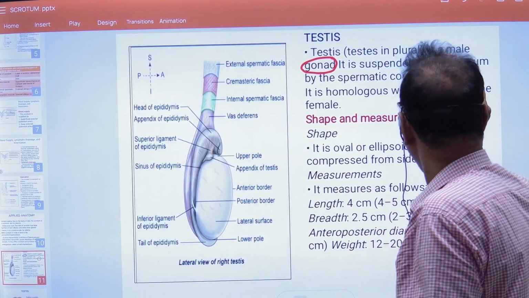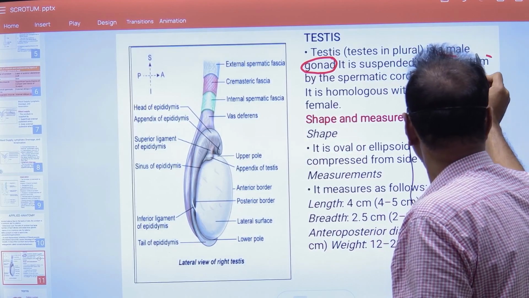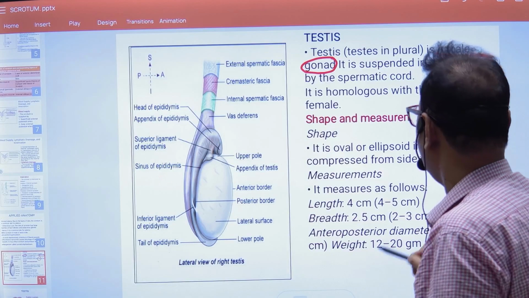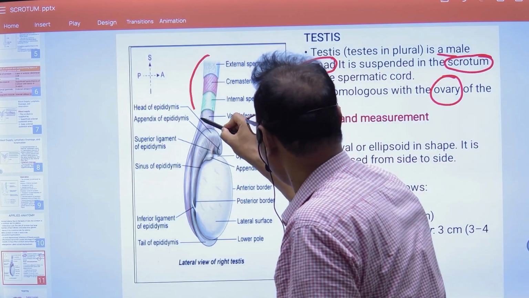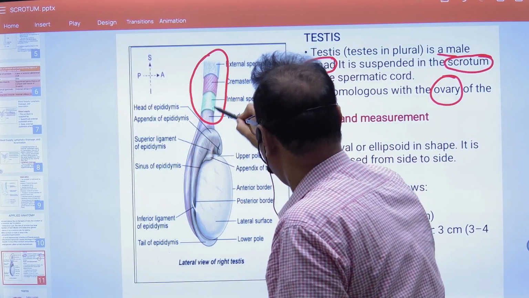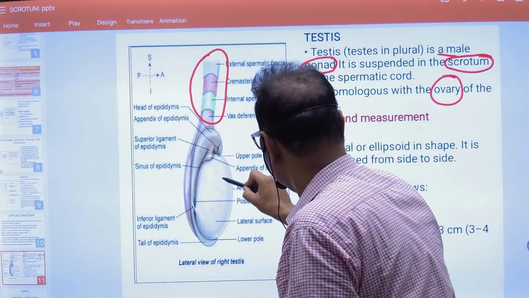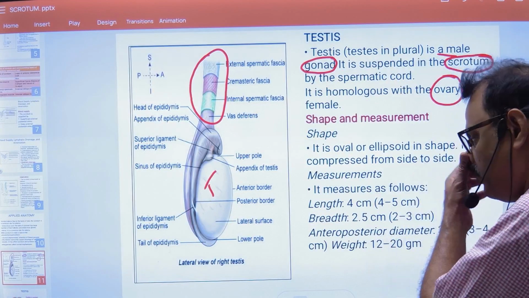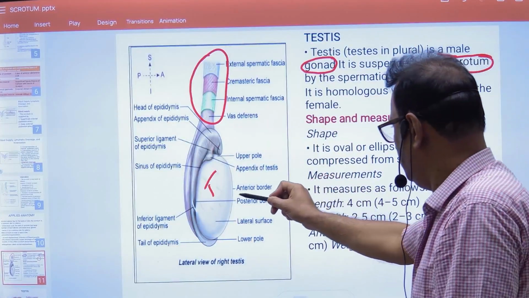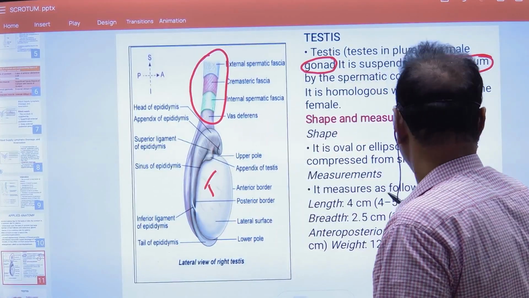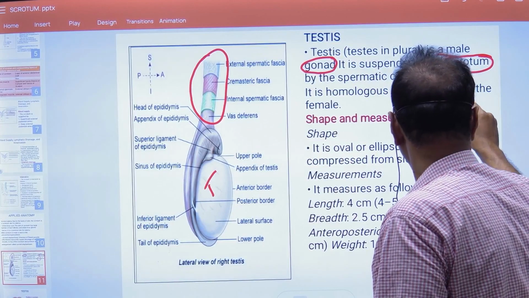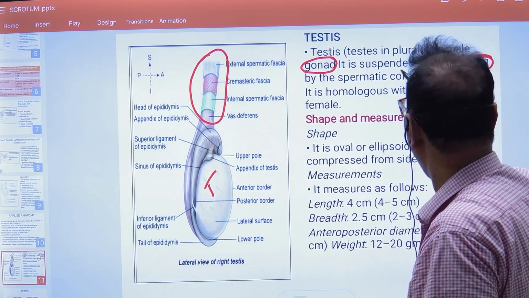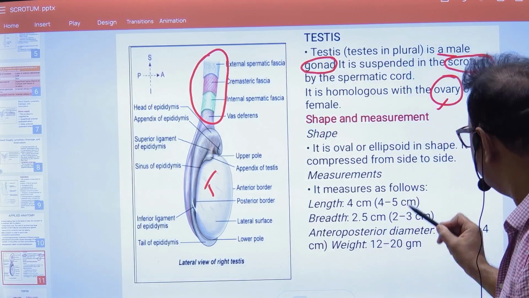It is suspended in the scrotum. कल हमने बात की थी scrotum के बारे में. It is suspended in the scrotum by the spermatic cord. Here we have got the spermatic cord, and this is the testis, which is suspended in the scrotum. So it is homologous to the ovary, suspended in the scrotum, and it is a male gonad.